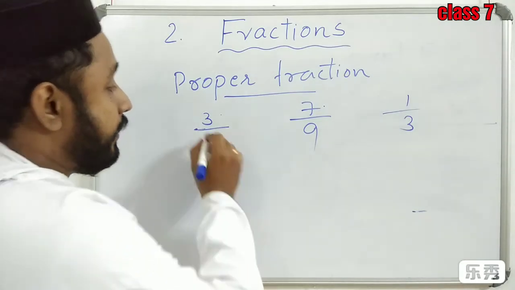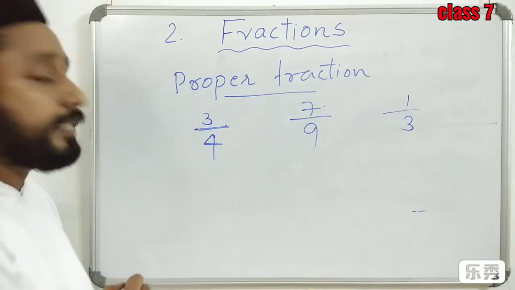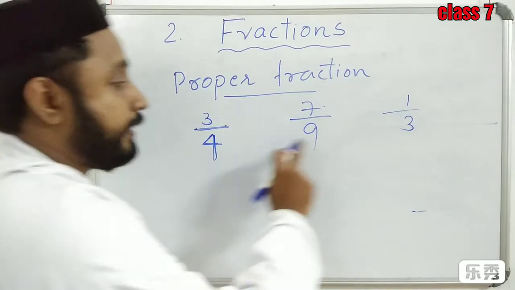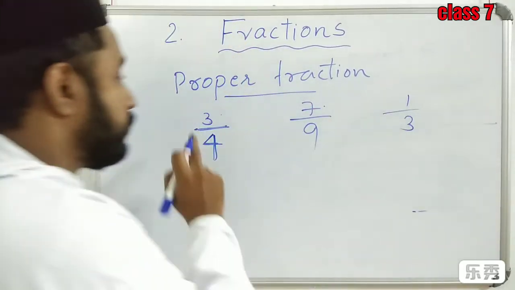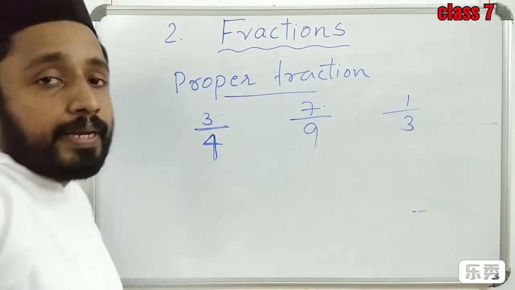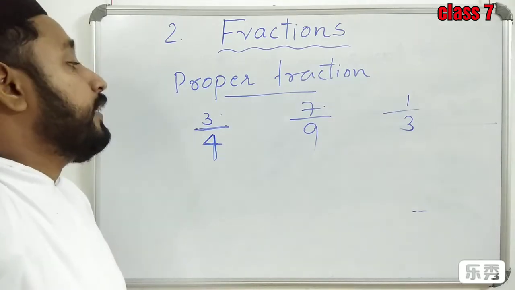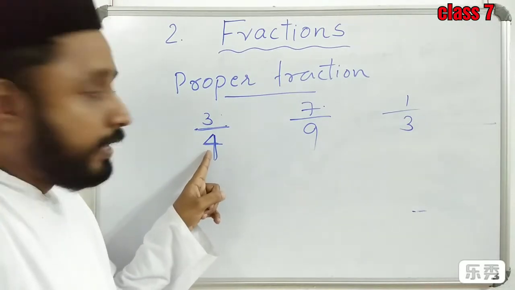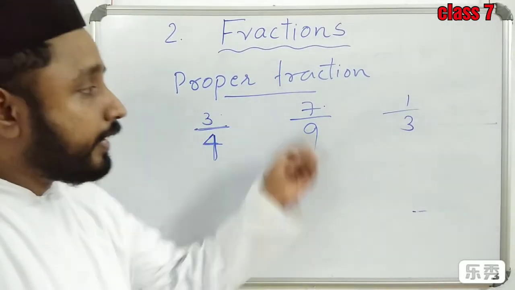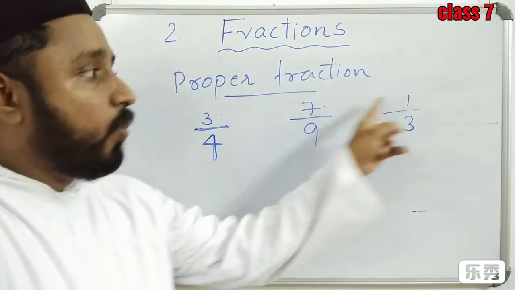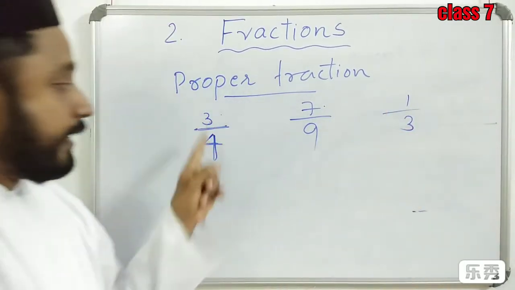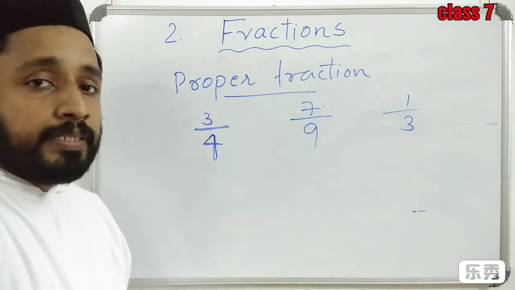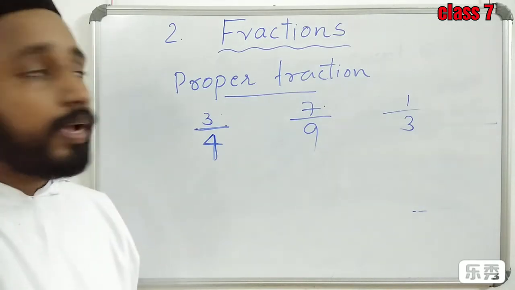Which means the numerator is less than the denominator. The denominator is the bigger number. Here 4 is big, 9 is big and 3 is big compared to the numerator. When the numerator is less than the denominator, then we call it a proper fraction. Here 7 is less than 9, 1 is less than 3, 3 is less than 4. When numerators are less than the denominators, we call it a proper fraction.